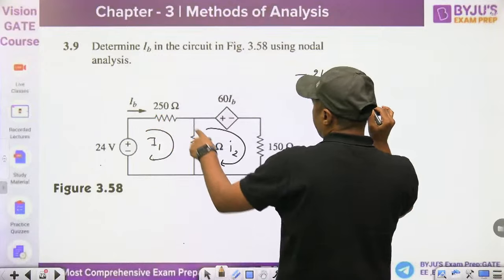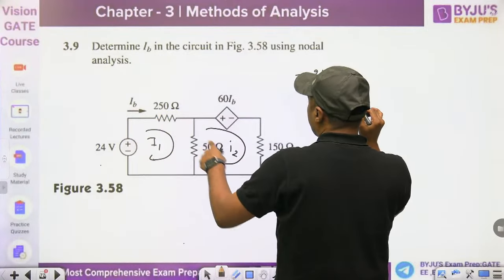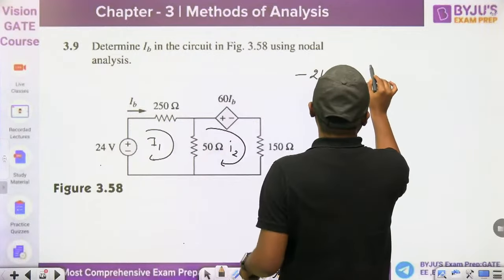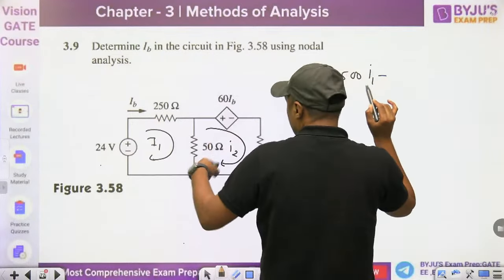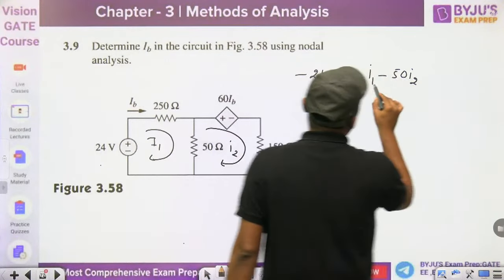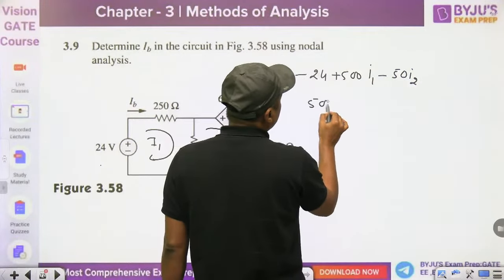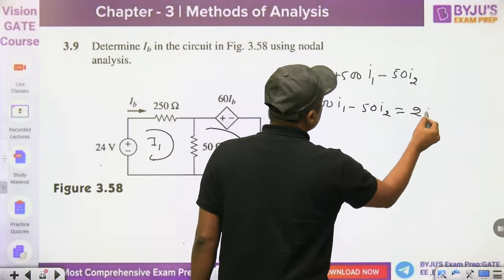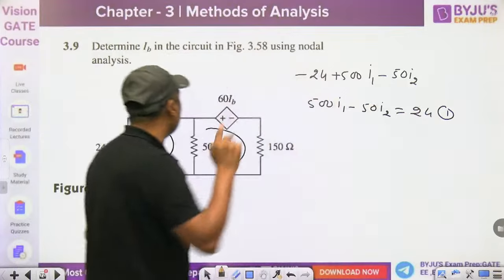250 plus 50. 250 plus 50 is what? 500 I1. Minus, because it is in the opposite direction, 50 I2. Then you will get 500 I1 minus 50 I2 is equal to what? 24. That is the first equation. You have to find I1, that is the IB.